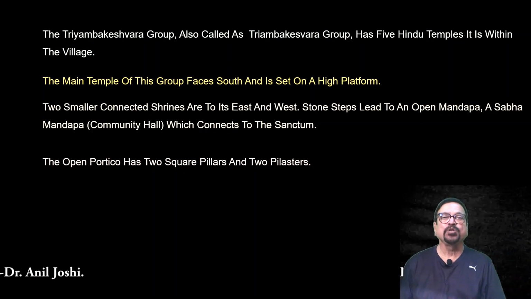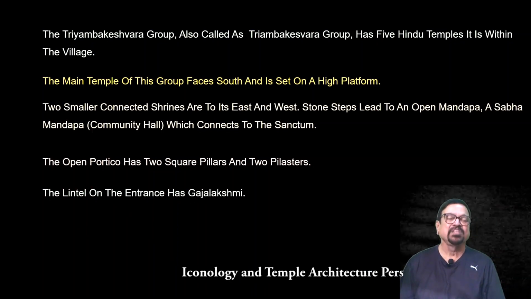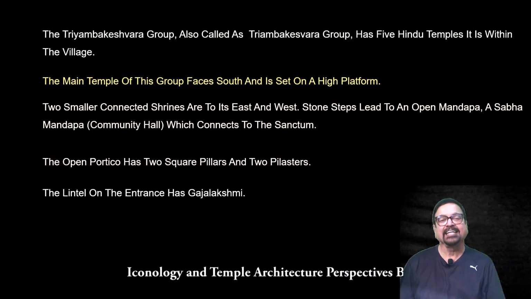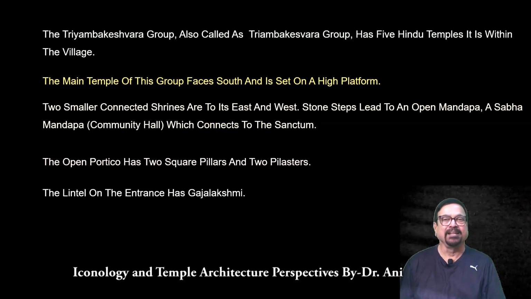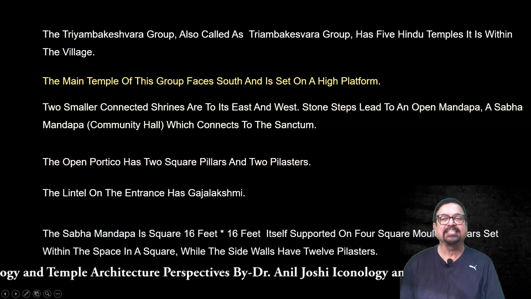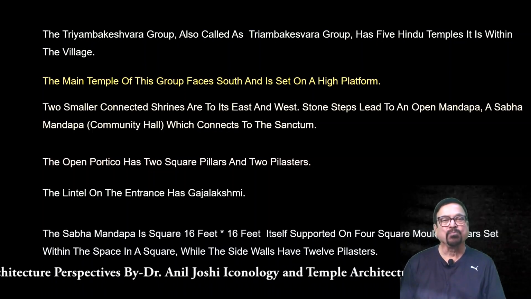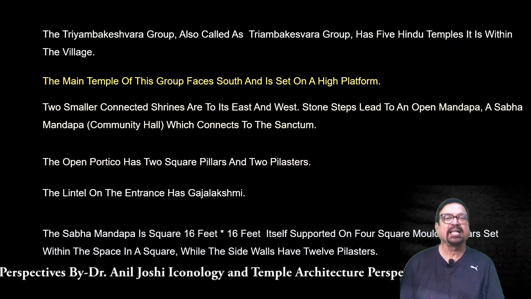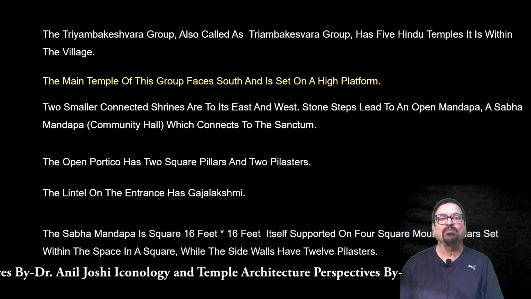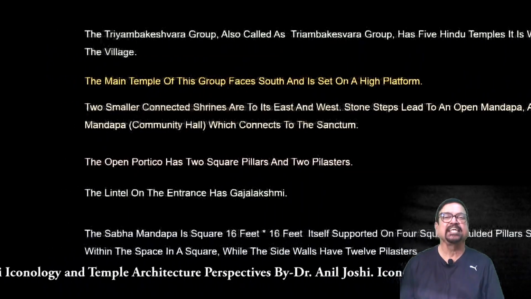The open portico has 2 square pillars and 2 pilasters. The lintel on the entrance has a Gajalakshmi. Now Gajalakshmi indicates it is a Vishnu temple. Now the Sabha Mandapa is square. It is around 16 feet by 16 feet, and that itself is supported on 4 square molded pillars. Then set within the square is another square, while the side wall has 12 pillars. So this is how the construction is.